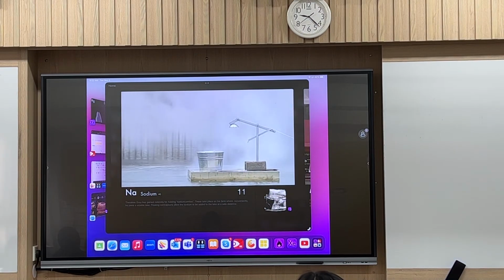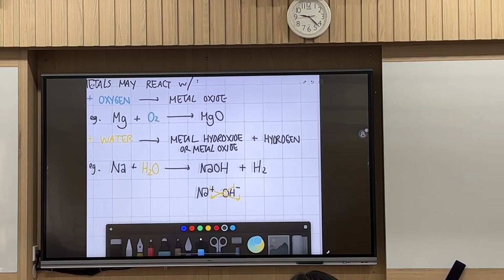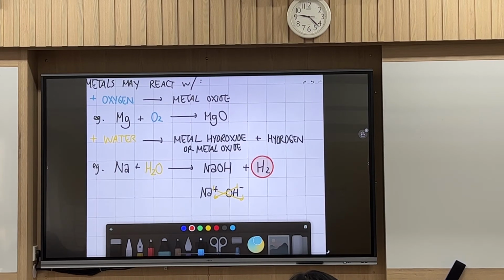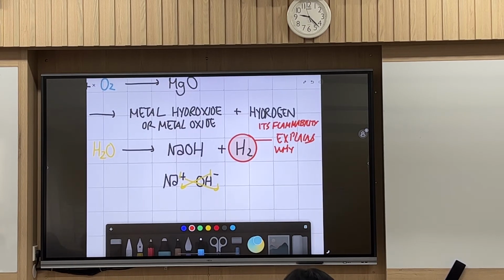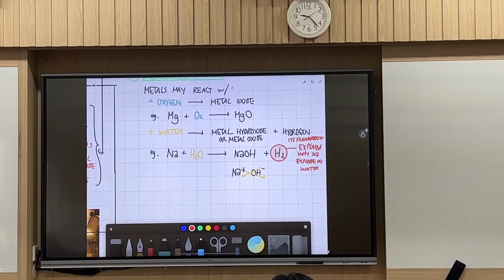So this is why in chemistry we need to learn to write equations. We write equations to explain observations. So the hydrogen explains why. You can say it's flammability, it catches fire easily. That explains why sodium explodes in water. And it also explains why you're not allowed to do this experiment at home. It's dangerous.